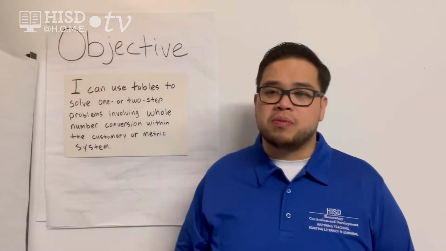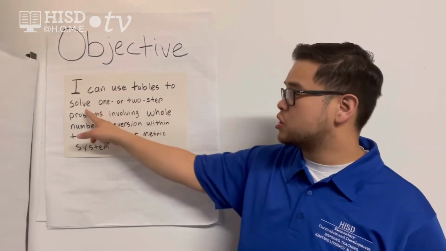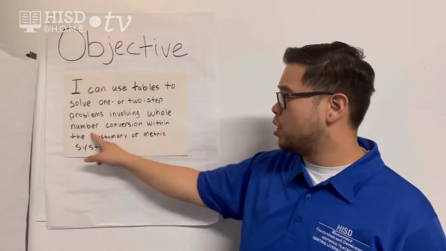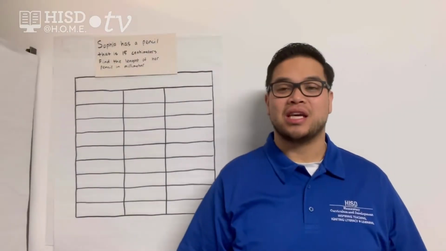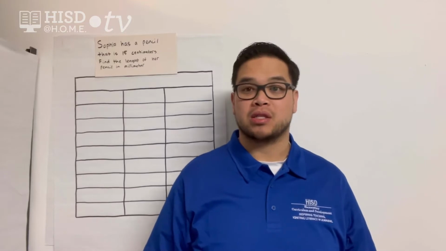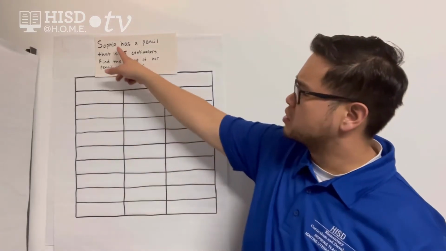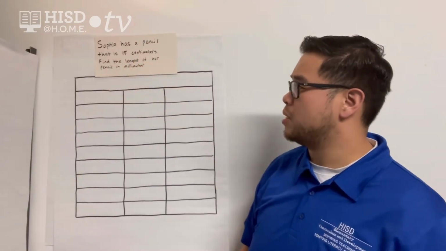So let's get started. Our objective today is: I can use tables to solve 1 or 2-step problems involving whole number conversion within the customary or metric system. All right, let's engage ourselves in a practice problem so we can be familiarized with what we're learning. Let's read this problem. Sophia has a pencil that is 15 centimeters. Find the length of her pencil in millimeters.